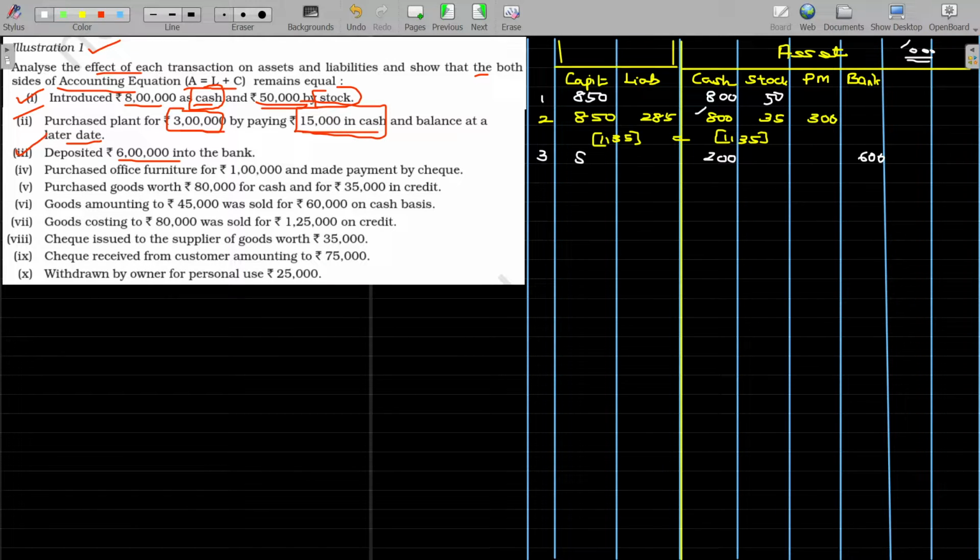Remaining, apart from these things, other accounts remain the same. So capital remains 850. Liability remains 285. And stock remains 50, no? Yeah, 50. The stock being 50, in the earlier case I put that value as 35.